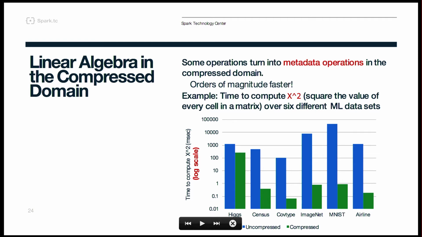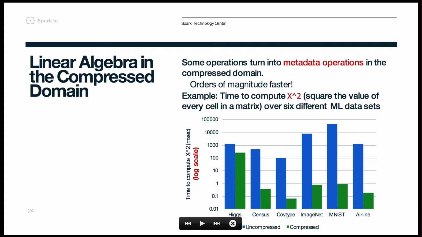And this is happening because if you're using a dictionary-based compression technique to encode the data in the matrix, squaring all the values in that matrix is just a matter of operating over the dictionary, not the actual data. So long as you have repeated values, every repeated value can be squared at once.